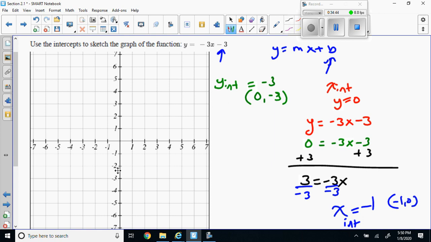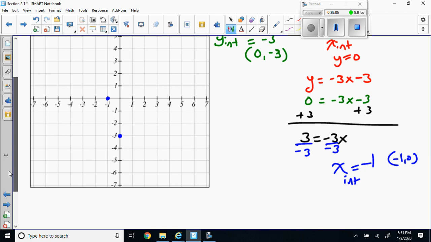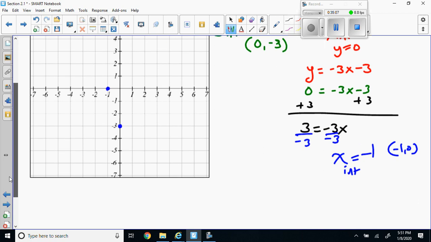So, where would negative 1 be on the x-axis? It'd be to the left of 0, right? Yeah, all right. And we know the y-intercept's what? Negative 3, right? Does that help? If I need to raise the screen, let me know, okay?